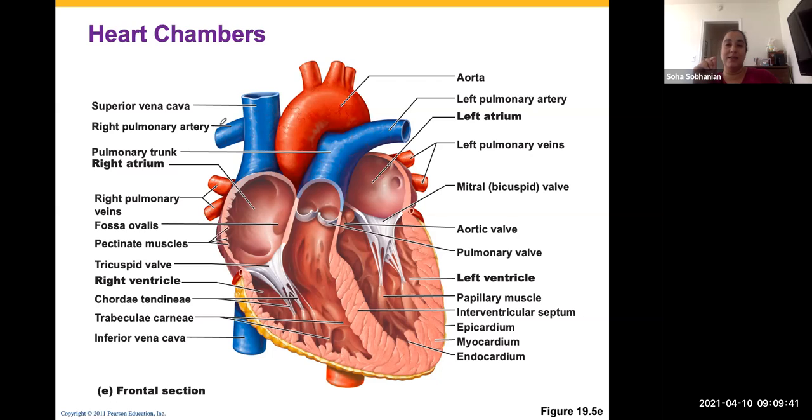I'm going to type the answer question. So what blood vessels bring blood to left atrium? What blood vessels bring blood to left atrium?